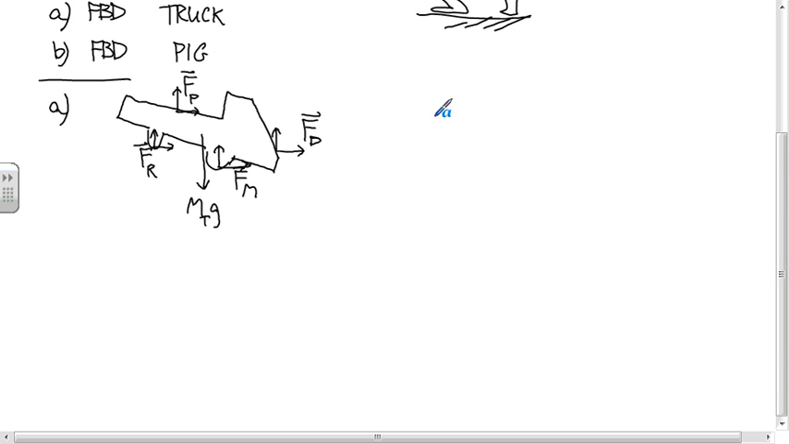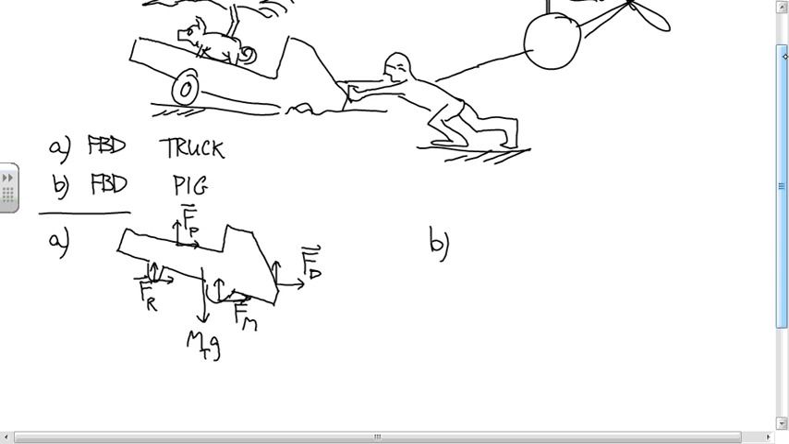Okay, so now the pig. That pig looks so scared.